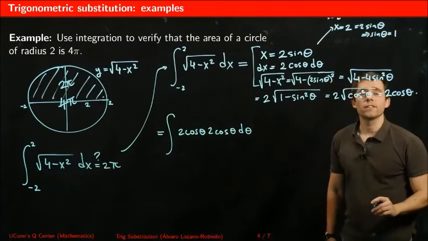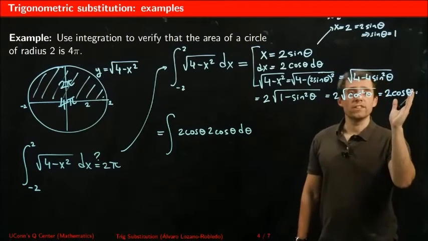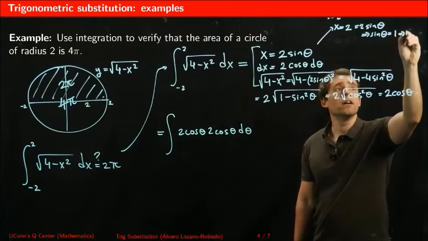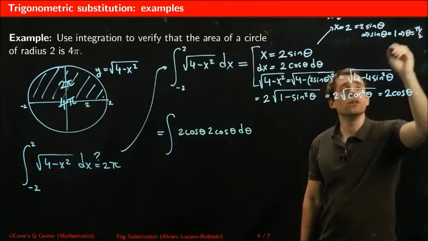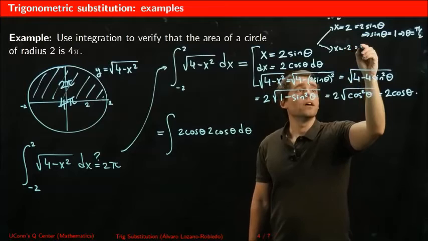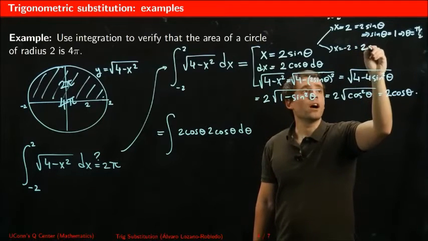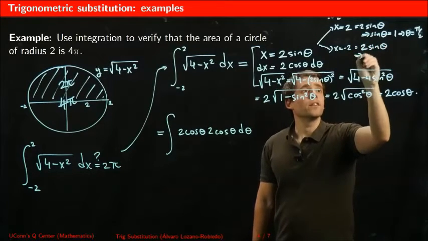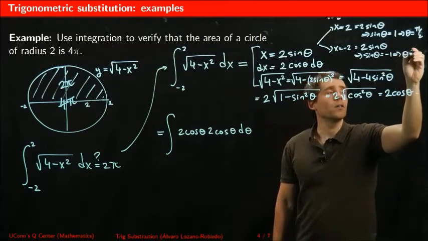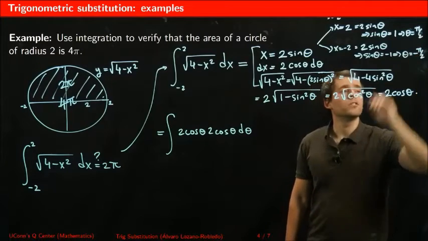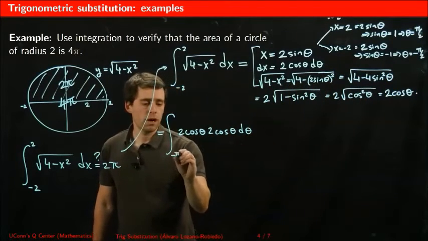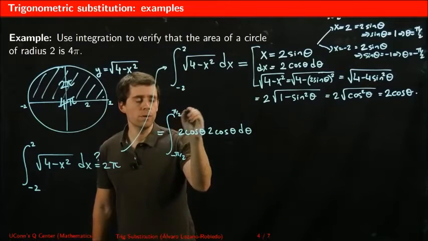When the sine is 1, that means that theta is pi over 2. And when x is minus 2, and that's supposed to be equal to 2 sine theta, that tells me then that sine theta is minus 1. And that happens when the angle is minus 90. So let's put minus 90 there. So now we are integrating between minus pi over 2 to pi over 2.